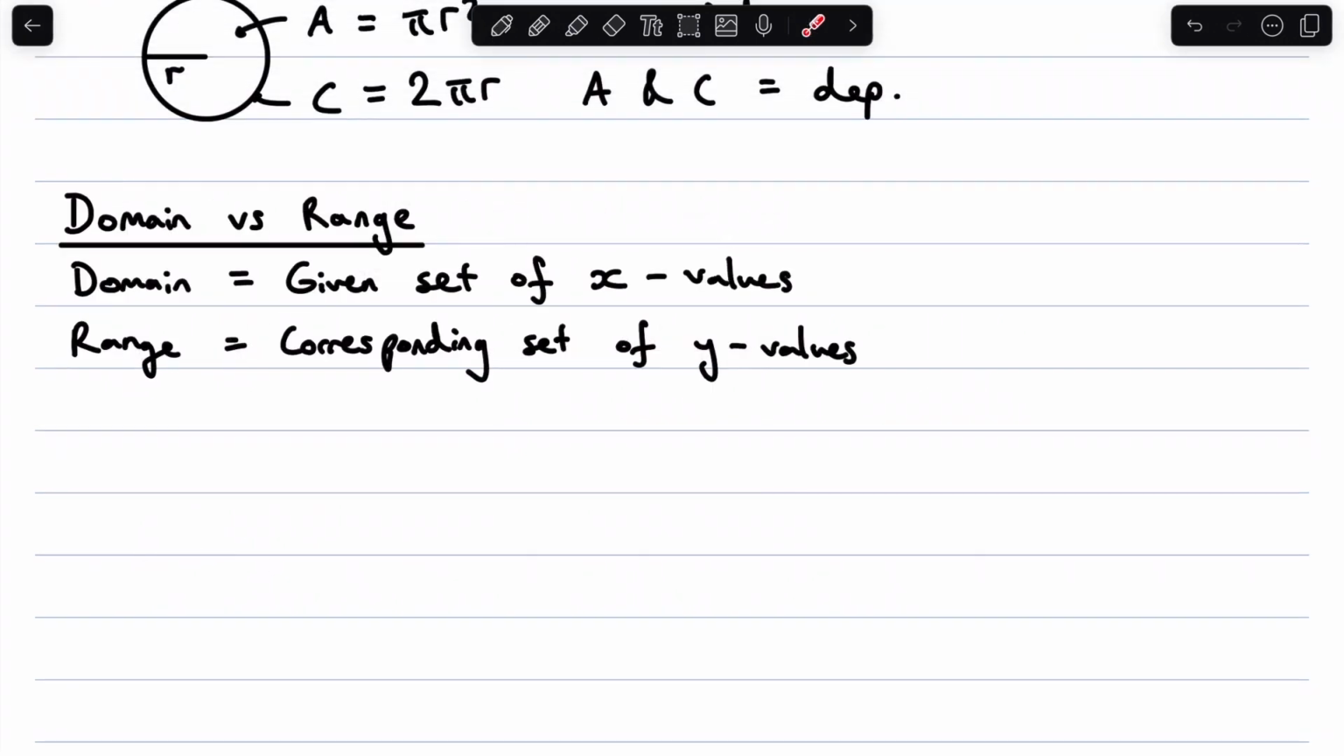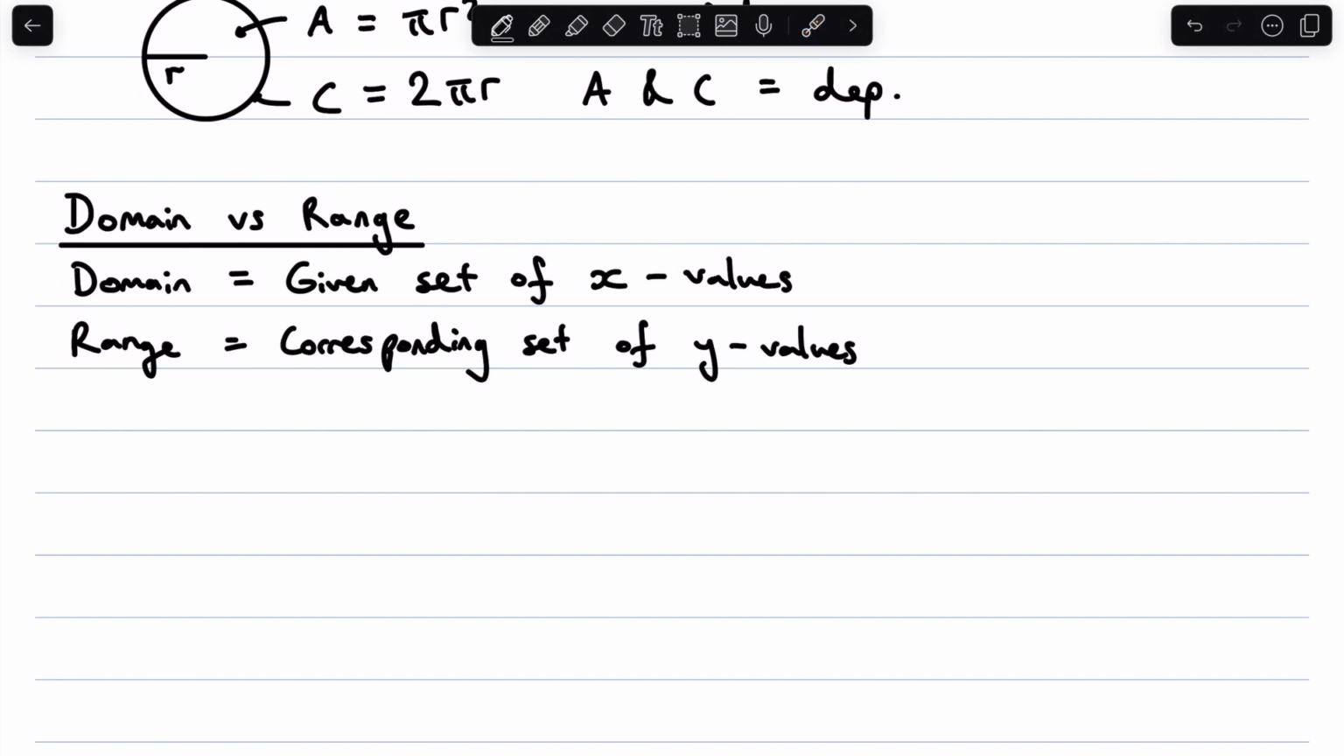Next, let's talk about the domain and range of a function. The domain is the set of input values, or x values, that we give the function and that the function can accept, whereas the range is the set of all possible output values, or y values, that a function can produce from the given domain. So domain is the given set of x values, range is the corresponding set of y values that come from that.